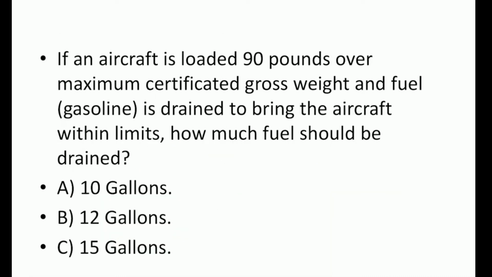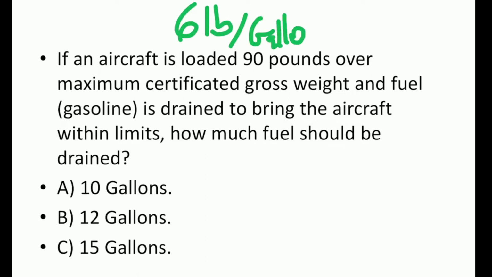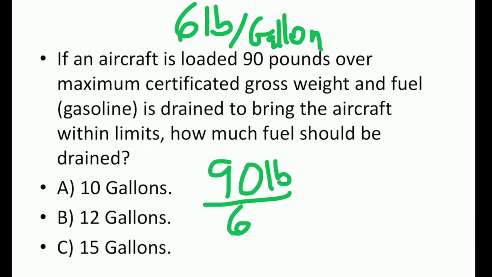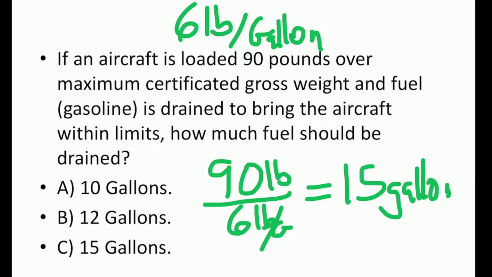If an aircraft is loaded 90 pounds over maximum certified gross weight and fuel is drained to bring the aircraft within limits, how much fuel should be drained? Once again, we know that fuel weighs 6 pounds per gallon. So we take the amount we need to drain, 90 pounds, divide it by 6 pounds per gallon, and we get 15 gallons. Boom, the answer is C. Too easy.